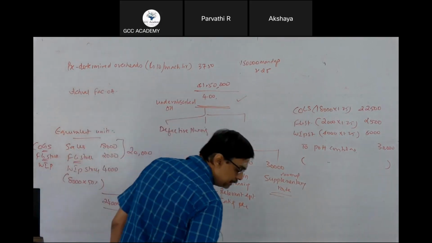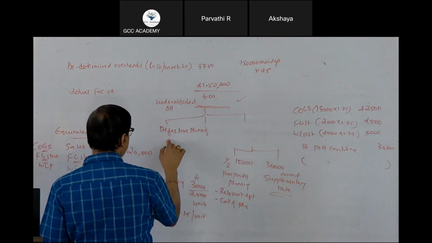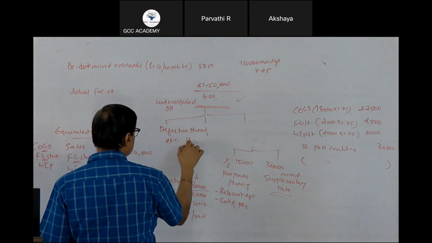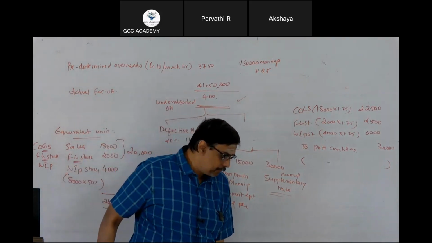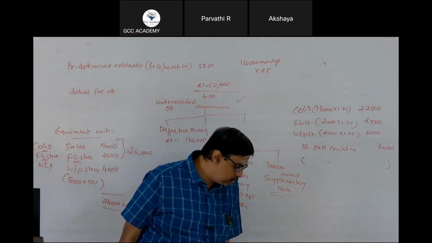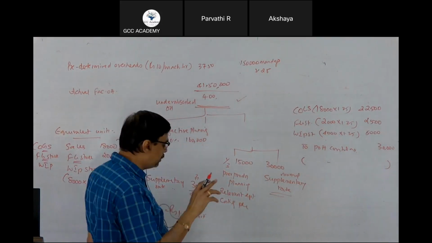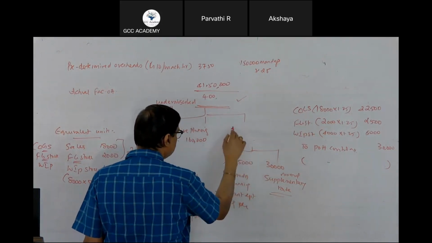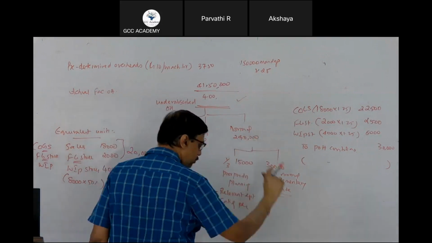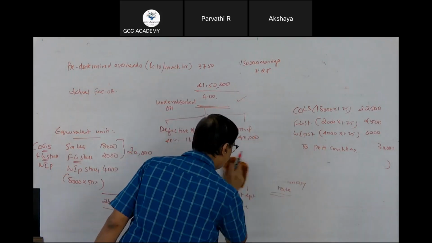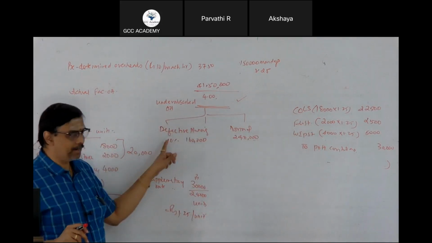Defective planning, how much is that? 40%. 40% is defective planning. So, 40% of 4 lakh is what? 1 lakh 60. And the rest was due to normal increase in overhead cost. So, there are only two reasons, it ended very simply. So, balance is normal increase 2 lakh. So, no further reasons here. Correct? So, under absorbed overhead is 1 lakh 60 due to defective planning.